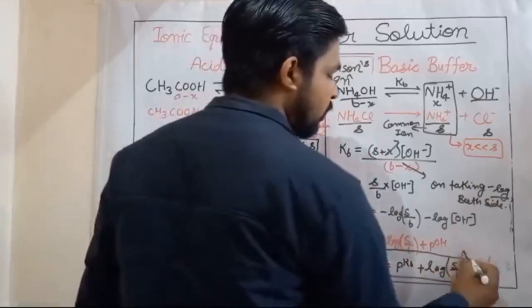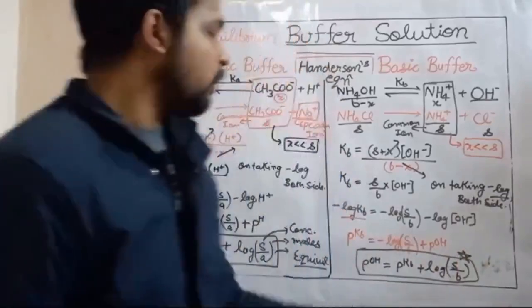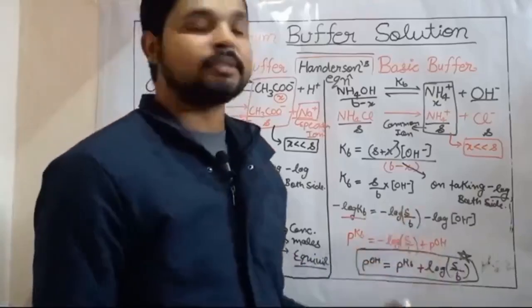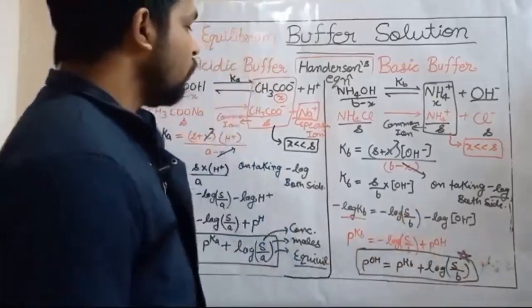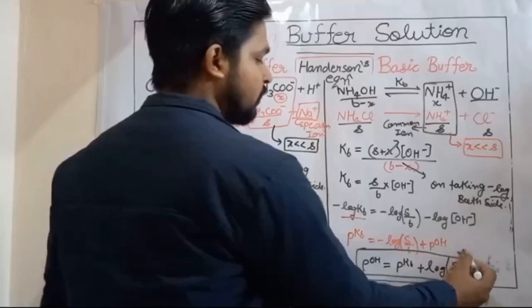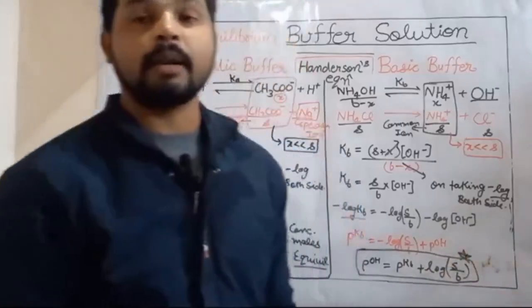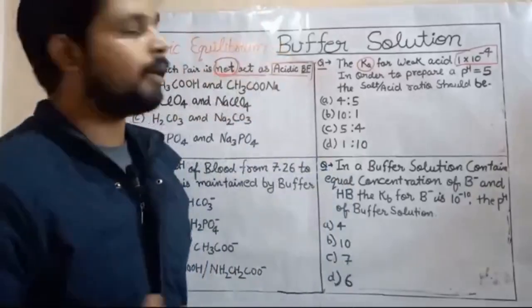Okay student, now you use this formula directly in numerical problems. Here you can similarly write the concentrations directly, salt concentration by base concentration, or moles, millimoles. So we get the Henderson equation for basic buffer. Next we discuss the numericals which come in our exams. Now we discuss some questions from the NEET exam.